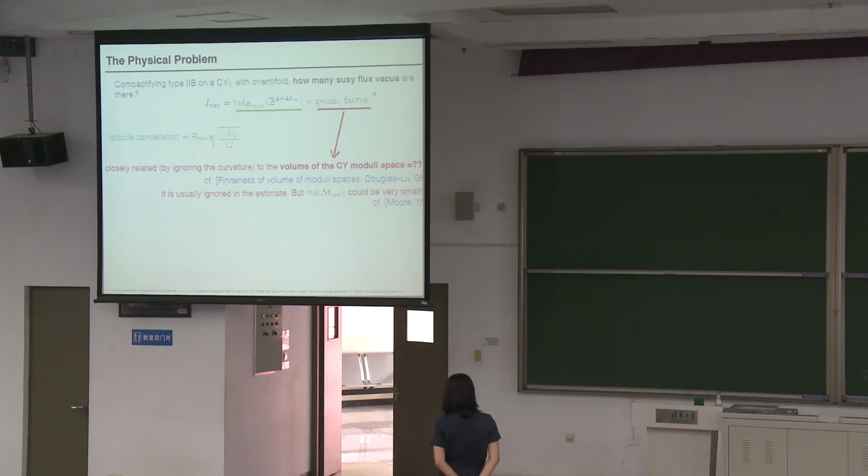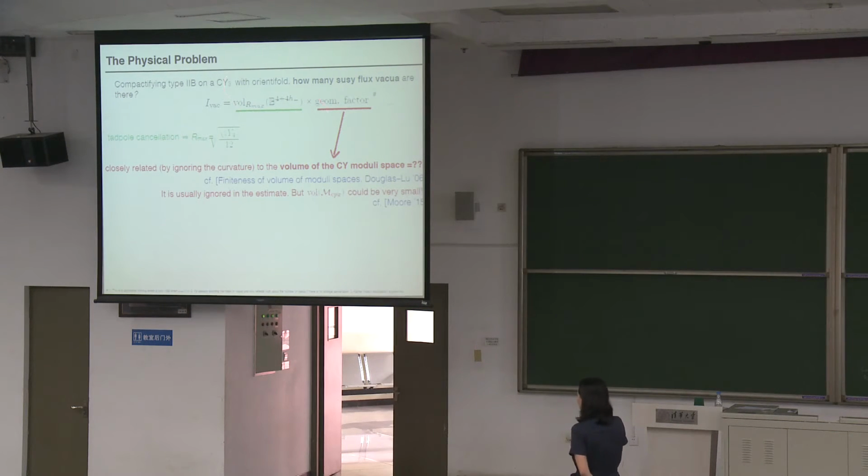We have no clue. So as a result, this factor is almost always ignored in the estimates of the number of flux vacua. But we know now that the volume can be very, very small. For instance, there was a paper by Greg Moore last year, computing the moduli space volume for K3, and that's 10 to the 60 in his normalization. So minus 60, yes, minus 60, sorry.